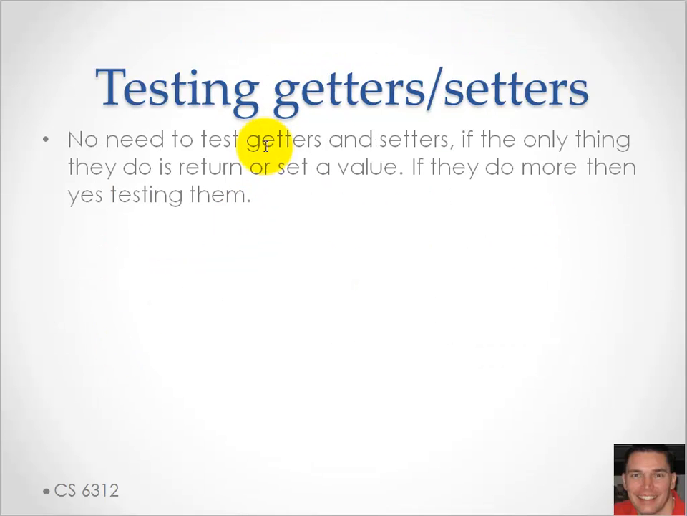Now, the last thing I want to mention is a common question that comes up. Do I need to test getters and setters because those methods are so simple? My rule of thumb is there's no need to test getters and setters if the only thing they do is return or set a value. In most instances, that's going to be the case. But if you modify a getter or setter, maybe to do some range validation, then you need to write testing code to test them.